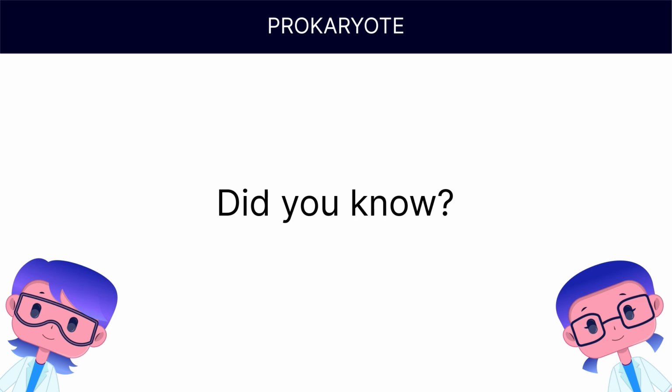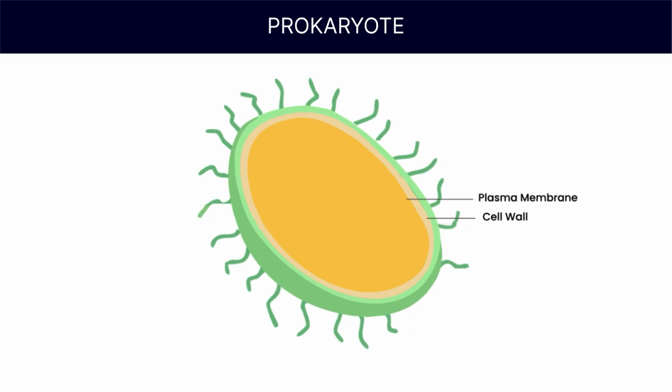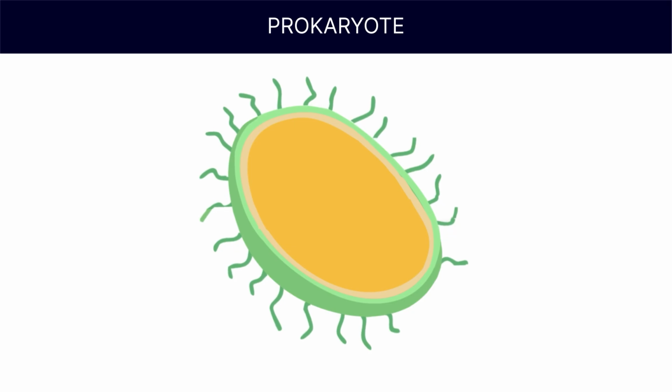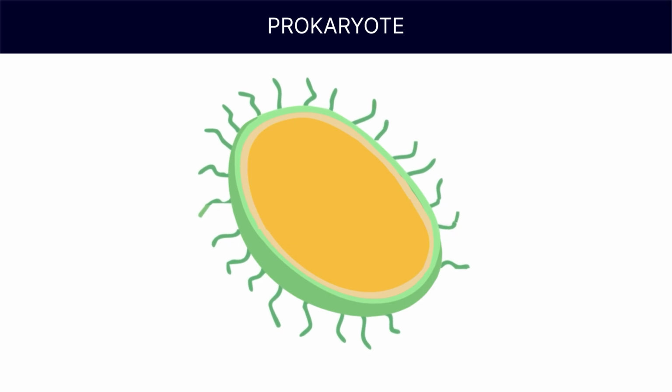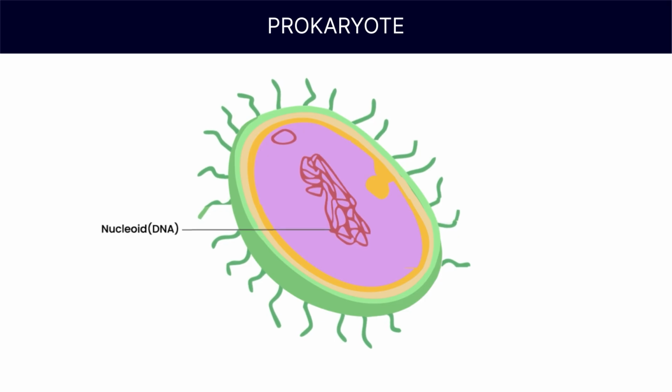Here are some fun facts about prokaryotes. Did you know almost all prokaryotes have a cell wall attached to a plasma membrane? This helps protect them from extreme conditions. The genetic information of archaea and bacteria is encoded on a single circular chromosome, a double strand of DNA contained within an area of the cell called the nucleoid.